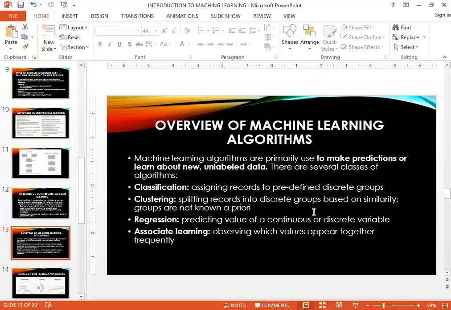Machine learning algorithms are primarily used to make predictions or learn about new unlabeled data. There are several classes of algorithms, and I will be explaining these categories in more detail to you. They are classification, clustering, regression, and associate learning.